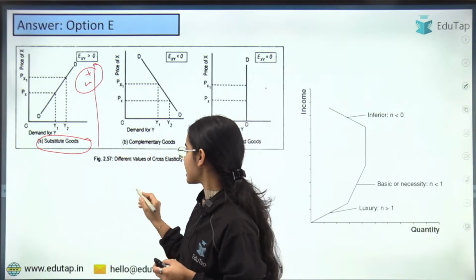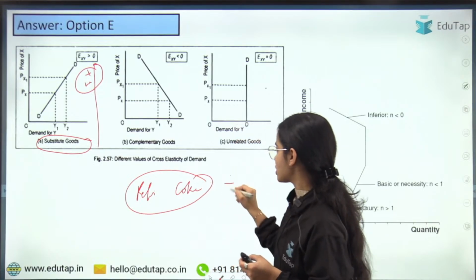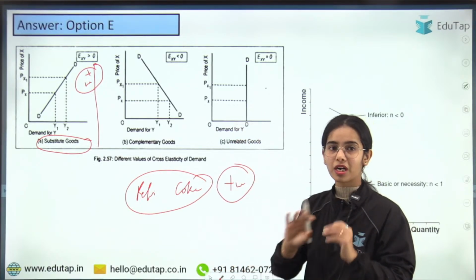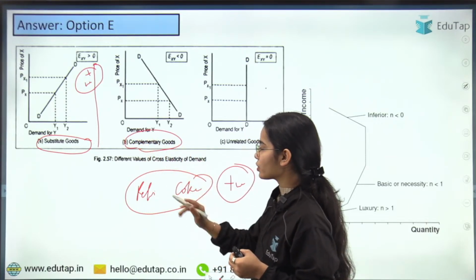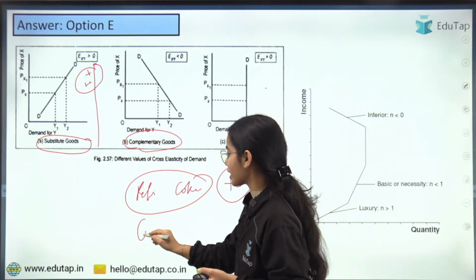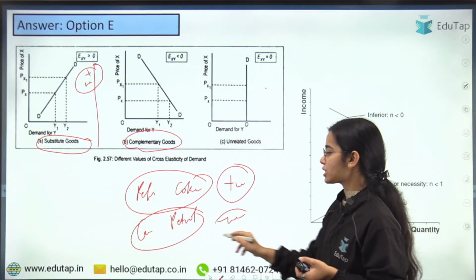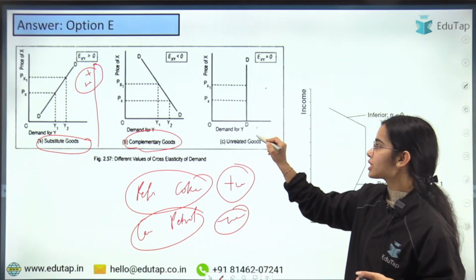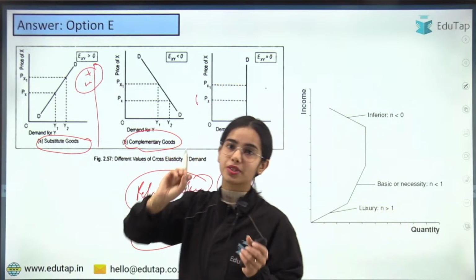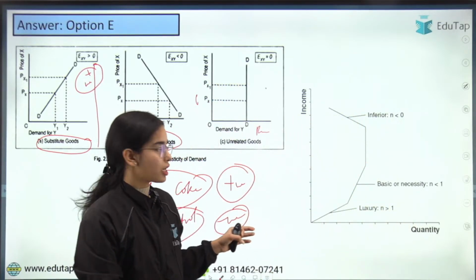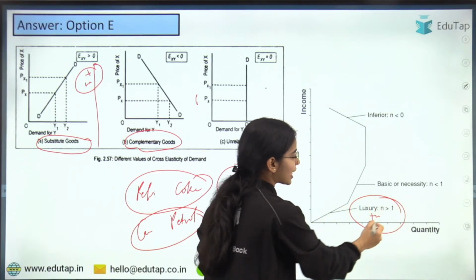The substitute goods, let's say Pepsi and Coke, have positive cross elasticity of demand. Remember this. The complementary goods, that is car and petrol, the car will not run without petrol, so they have negative cross elasticity of demand. The unrelated goods like the pen and petrol are not related to each other, so they have zero cross elasticity of demand.